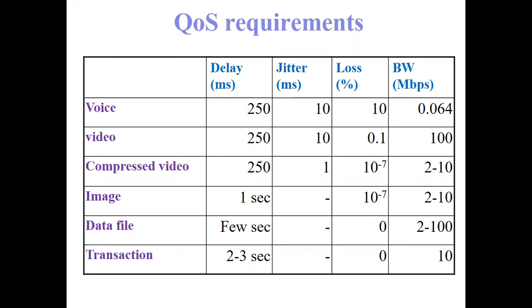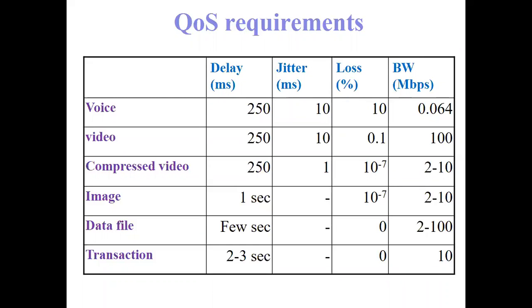Then we have video, which is also about 250 milliseconds delay. Jitter is 10, loss is about 0.1. Then bandwidth is about 100. Compressed video is also 250, jitter is 1. We have loss there too, 10 to the minus 7, then bandwidth is 10 to the minus 2 to 10, which will give us 8.